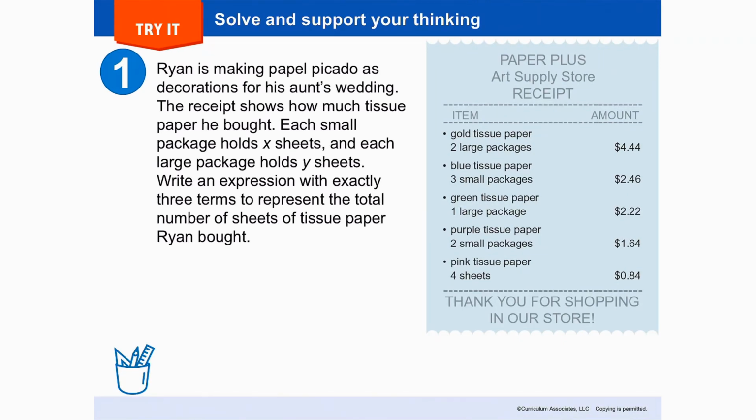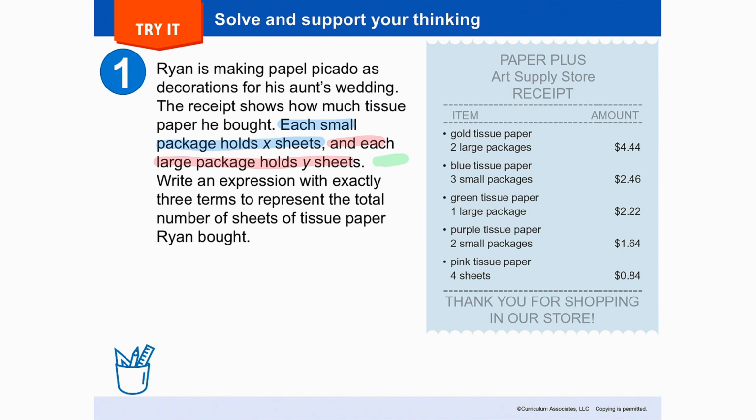Alrighty, so we're looking at number 1 here, and today we're going to be doing a lot of color coding. So I suggest you have something like markers or crayons that can help you to identify what are the same and what are different. It says Ryan is making papel picado as decorations for his aunt's wedding. The receipt shows how much tissue paper he bought. Each small package holds X sheets, so small, we're going to mark as blue. And each large pack holds Y sheets, and large will be Y. Anything else we will make green.